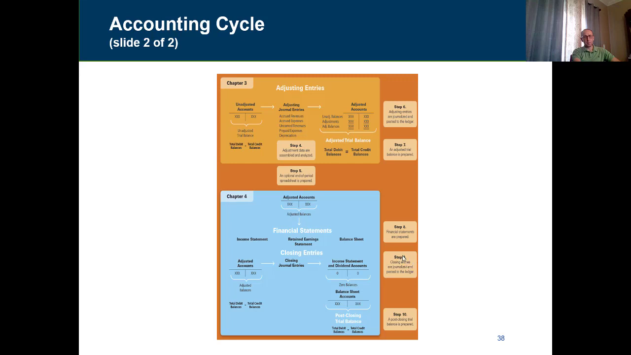And then in step number 9, we did the closing entries. So they were journalized and posted to the ledger. And step number 10, the post-closing trial balance is prepared. So basically, this is what we've done over the first 4 chapters. And you can see, as I told you before, the first 4 chapters are considered to be the foundation of accounting. So I really want to encourage you to be very well prepared for the coming exam by understanding these 4 chapters, because they represent the foundation of accounting.